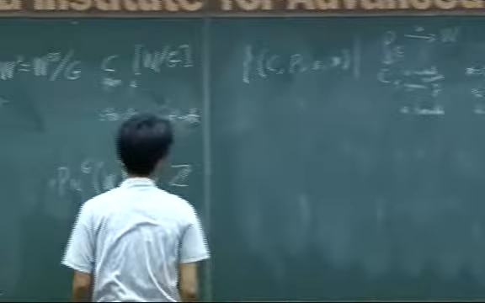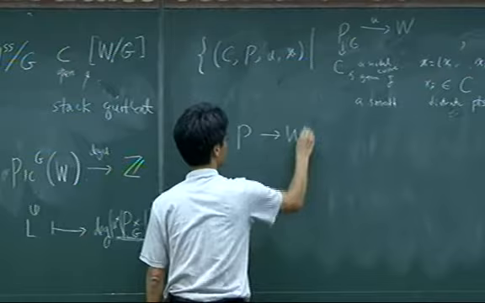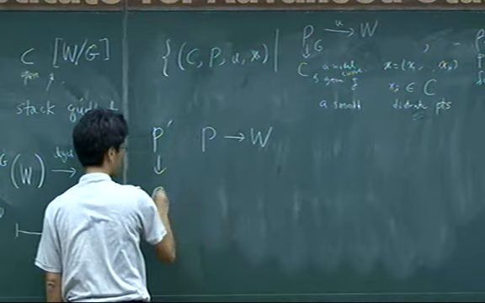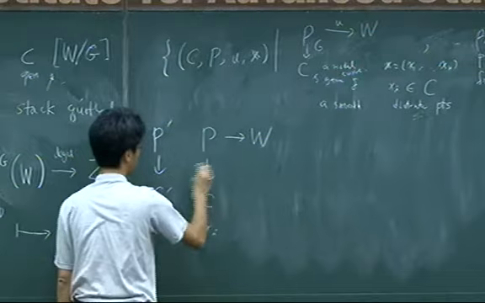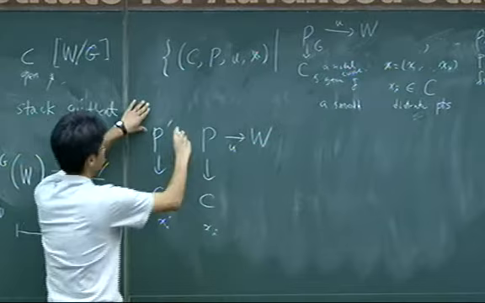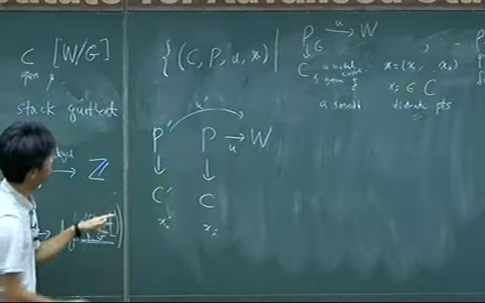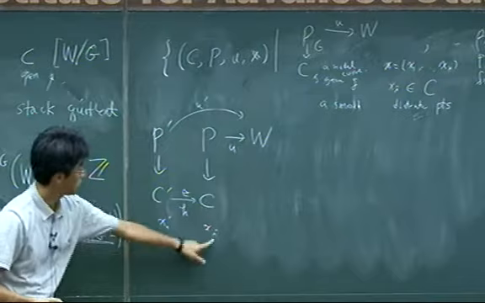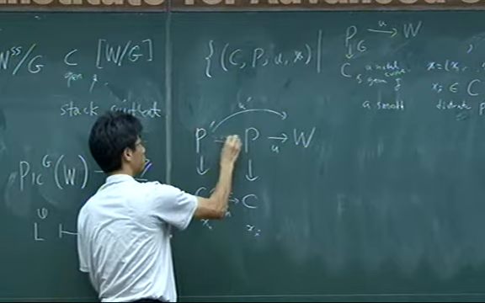So the obvious one is just the following. Given two data, P prime and C prime, another curve, another marking, and G bundles, we would like to say that these two data are equivalent if there is some isomorphism map H, preserving markings and also bundles. So this must be a square, such that this diagram commutes.